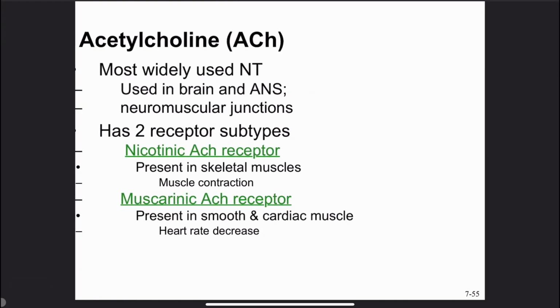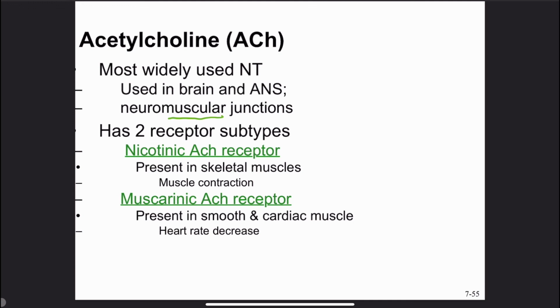So we've only been talking about acetylcholine here. Nicotinic and muscarinic receptors only have to do with acetylcholine, but acetylcholine is a really important neurotransmitter, and maybe you learned this in anatomy. It's used in the brain, it's used in the autonomic nervous system. It is what activates our skeletal muscle. That's what we find in our neuromuscular junctions.